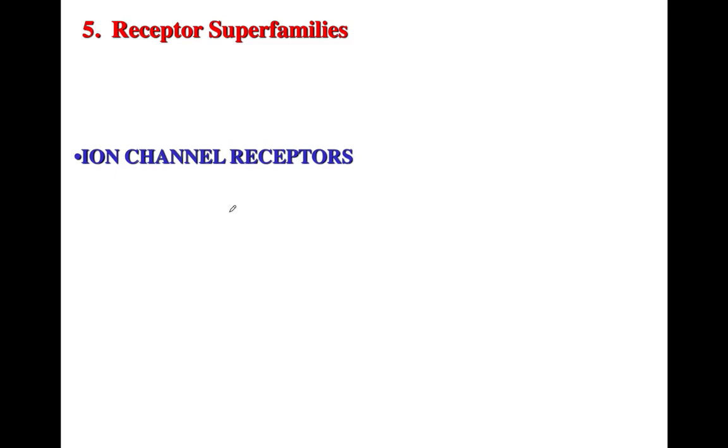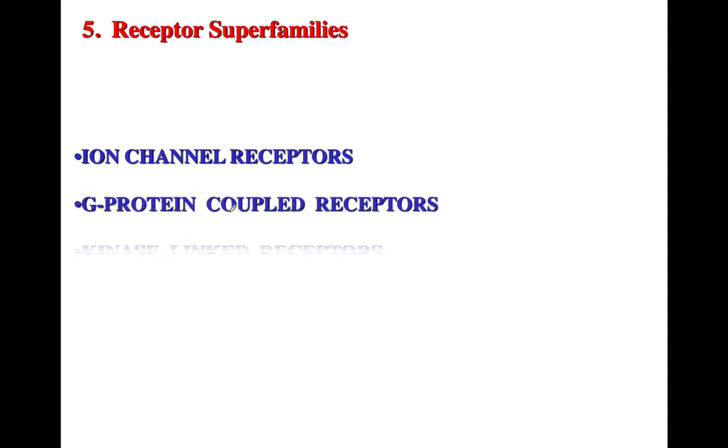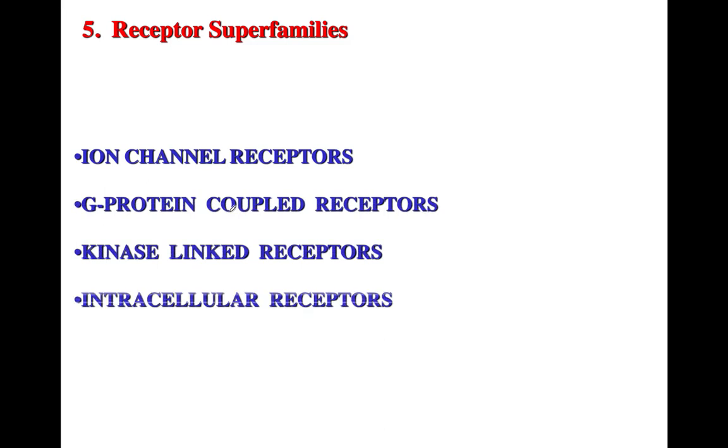There are three big classes of receptor superfamilies that we'll look at in this class. There's the ion channel receptors, the G protein coupled receptors, and the kinase linked receptors. And there are also some intracellular receptors that we will cover. Between the G protein coupled receptors and the kinase receptors, you have two of the most important targets for drug design and action. The ion channel receptors are also very important.